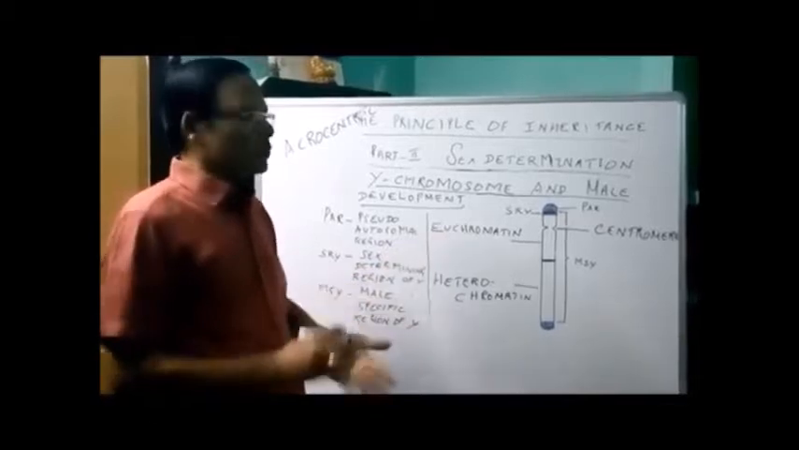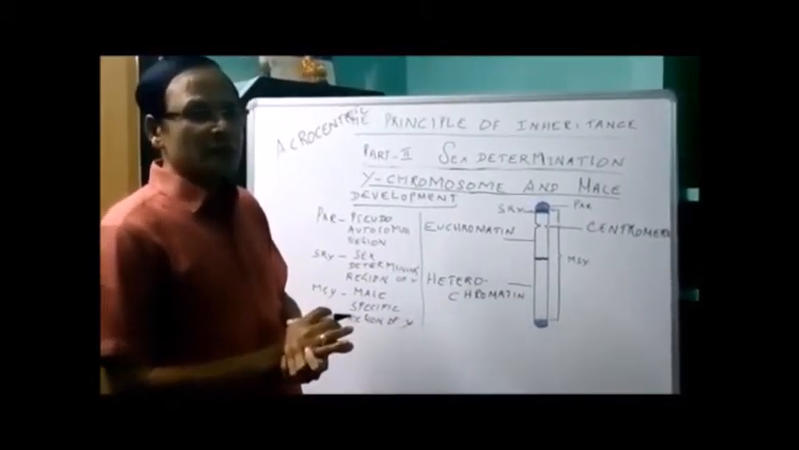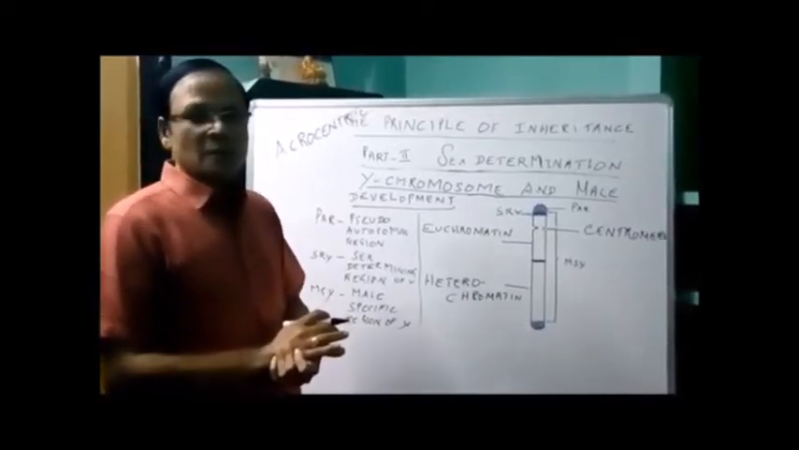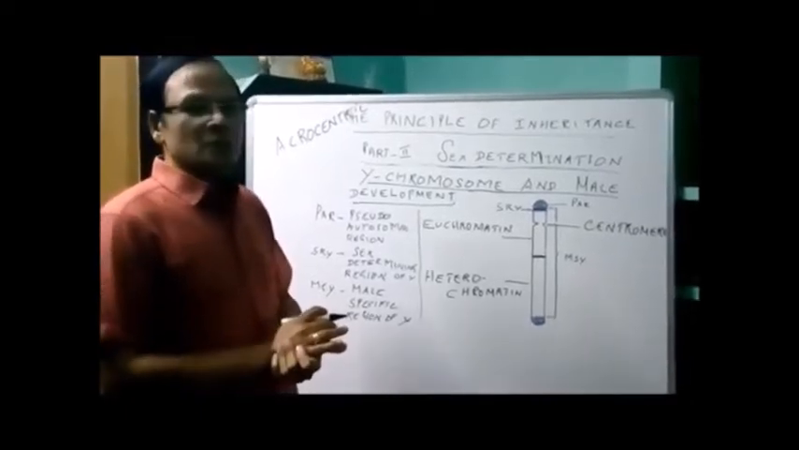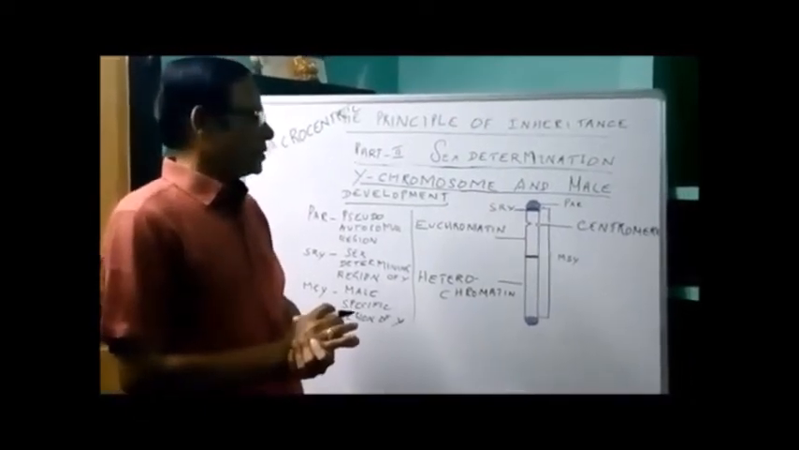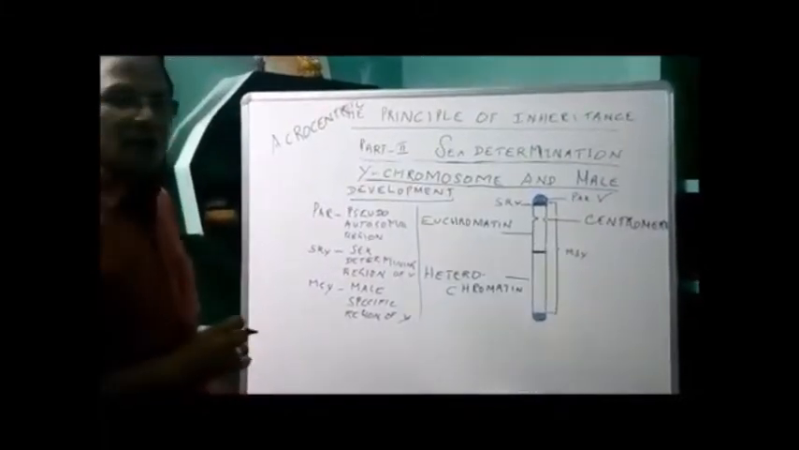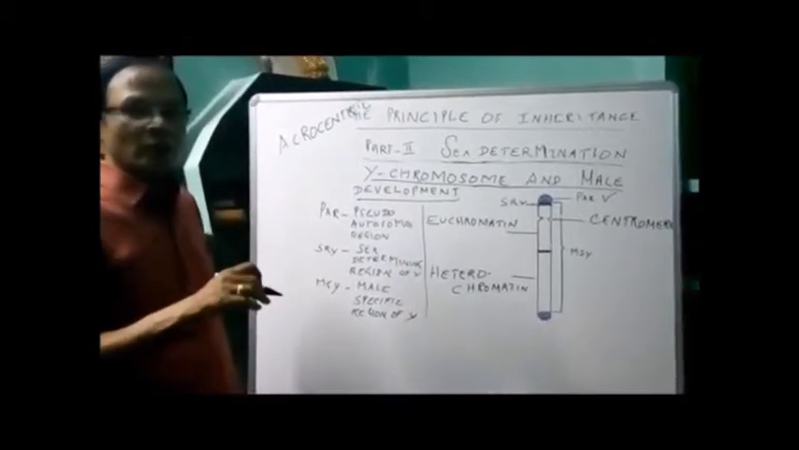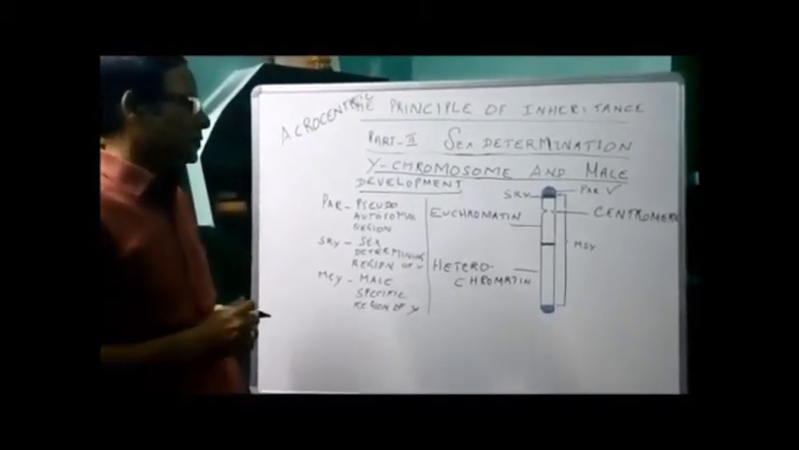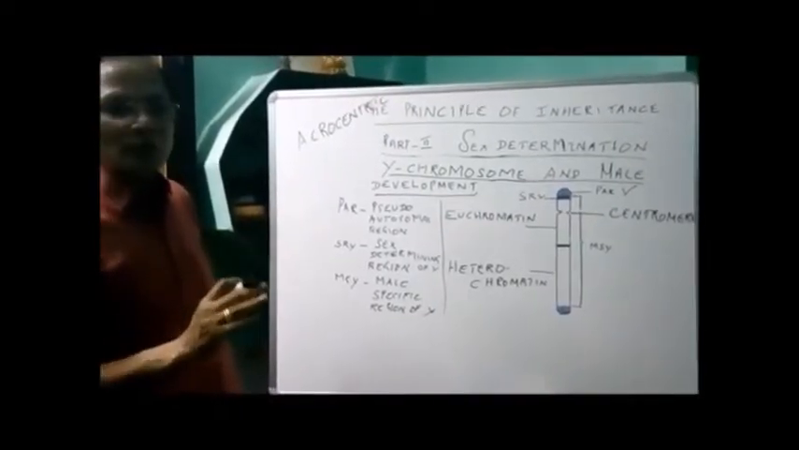Now, this Y chromosome has certain regions that have a homologous counterpart on the X chromosome. Those regions which are homologous to the X chromosome are called pseudo-autosomal regions, PAR. Normally, the X-linked genes and Y-linked genes are not homologous; there is no homologous counterpart.